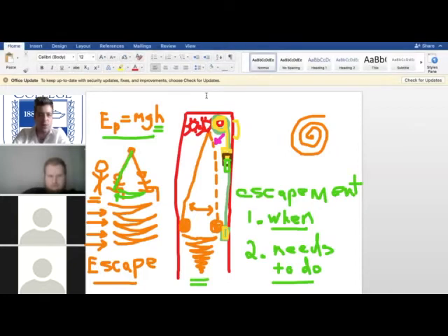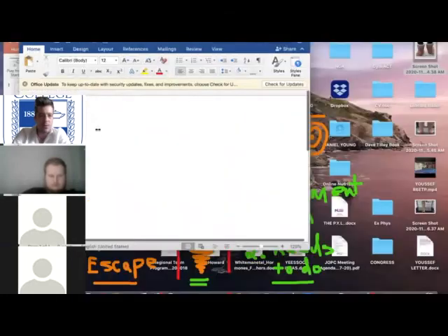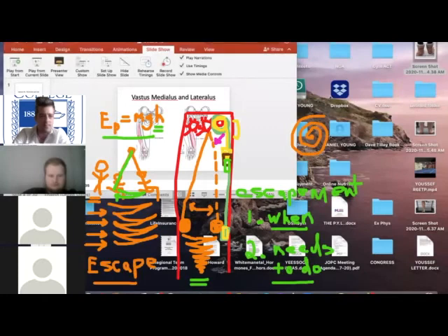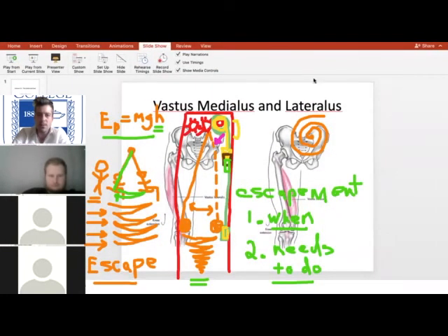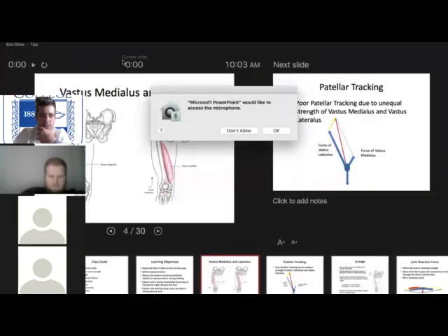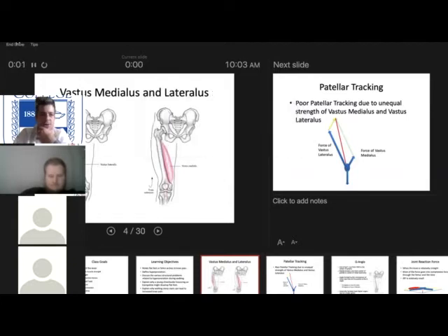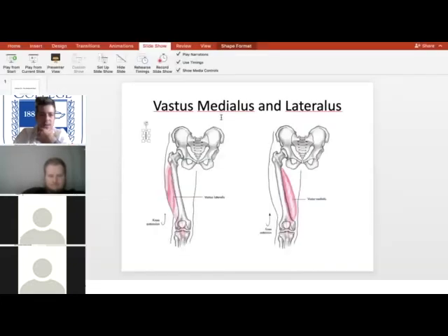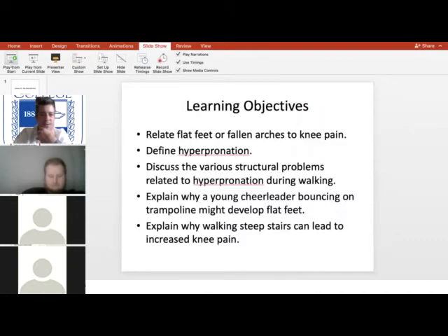All right, does anybody have any questions about the term escapement or anything that we just went over? Okay, so let's go back to our lecture here. And let me erase all these drawings. And let's talk about this picture right here. Hold on. Access the microphone, don't allow, end show. Yes, that's fine. Play from start. All right.